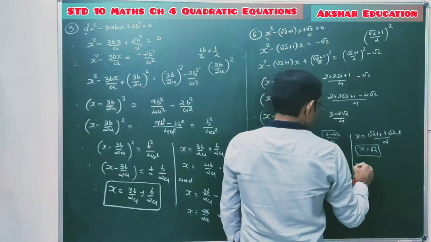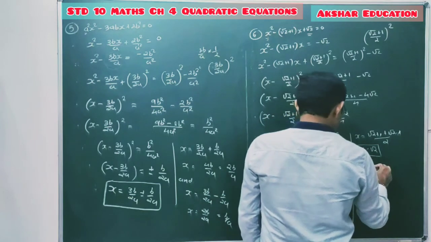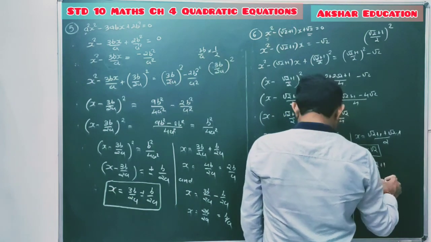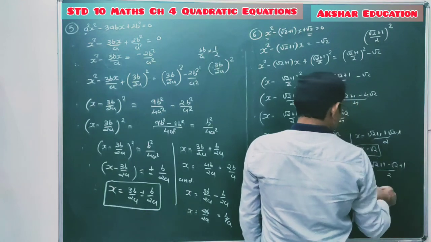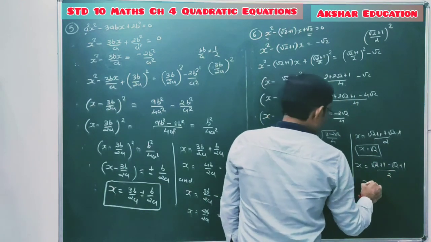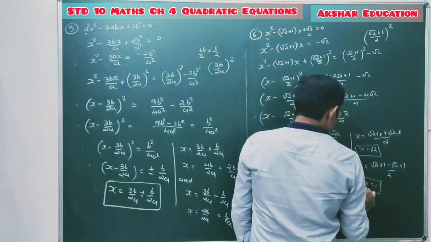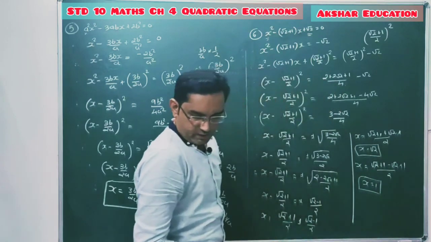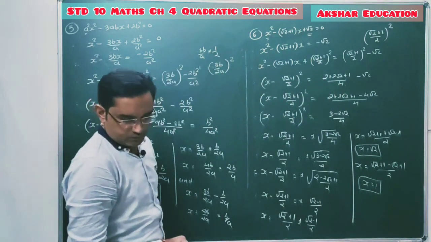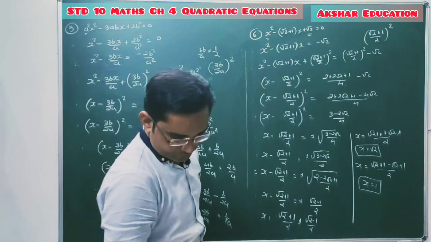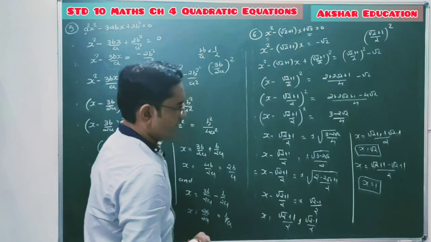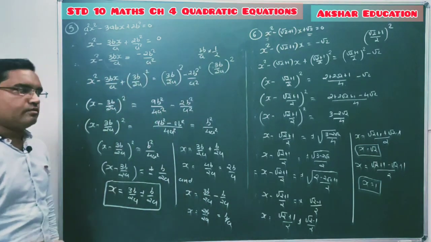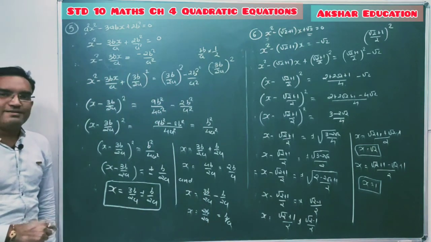Consider the negative sign. So x equal to (root 2 plus 1 minus root 2 plus 1) by 2. Root 2 cancels, 2 by 2, so I am getting x equal to 1. So two values of x are there, 1 and root 2. Clear students? So pause the video and note it down.